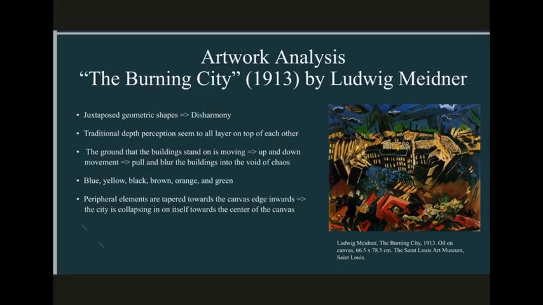We can feel that the city is collapsing in on itself towards the center of the canvas, suggesting an imminent breakdown. Colors like blue, yellow, black, brown, orange, and green reflect their colors in the real world, suggesting the contemporary context the artist had in mind when he was painting the scene.